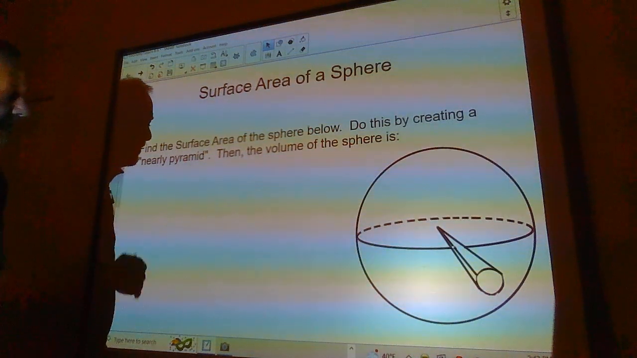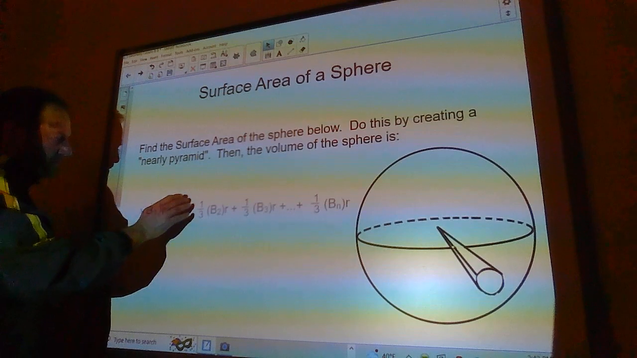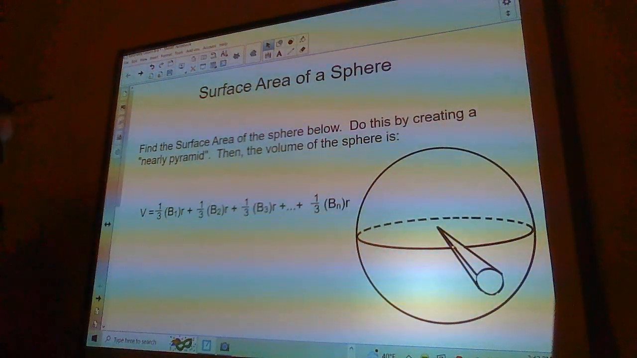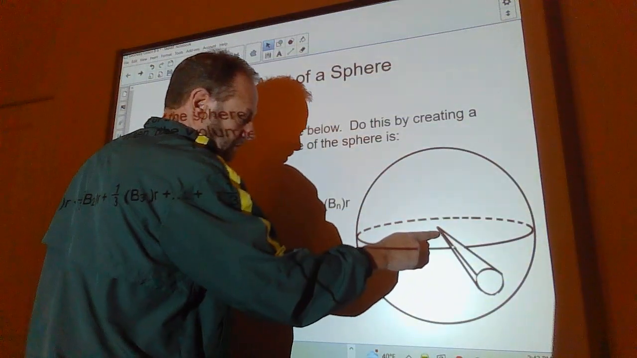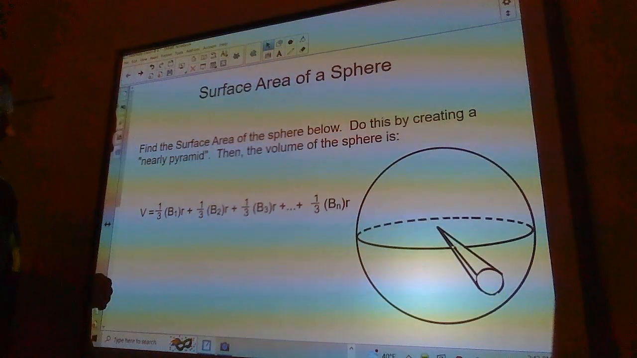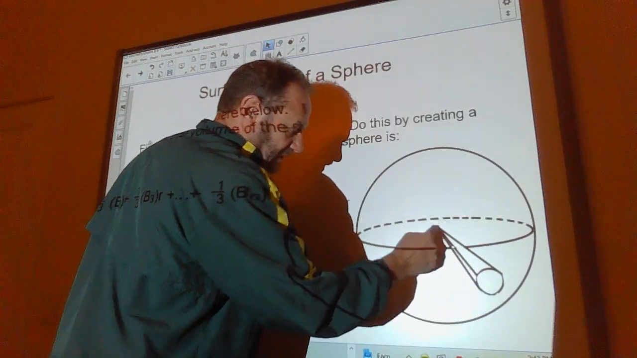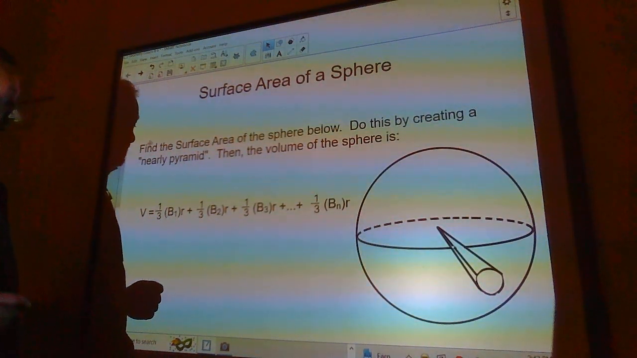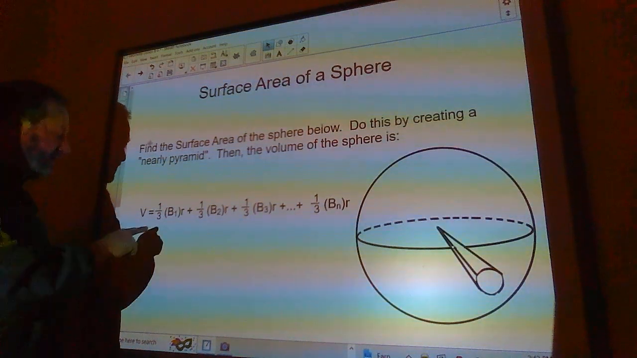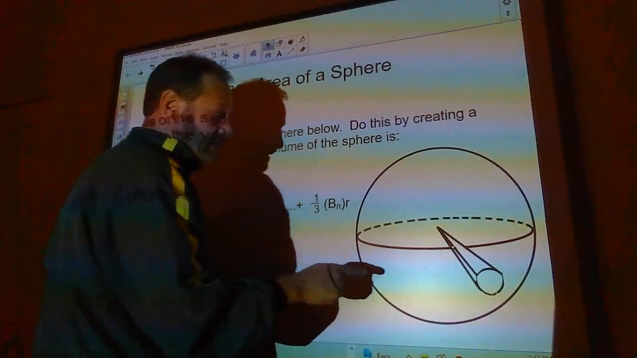Okay. So how are we going to do this? Okay, so here's what we're going to do. The volume of the sphere is going to equal 1/3 the area of the base times the height. So we're going to treat this thing here like it's a cone, okay, or a pyramid. We're going to take 1/3 the area of the base times the height. Now the height is going to be the radius.